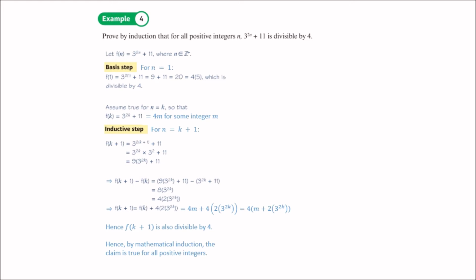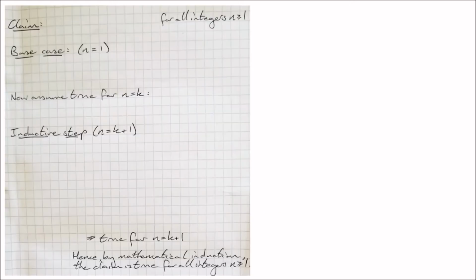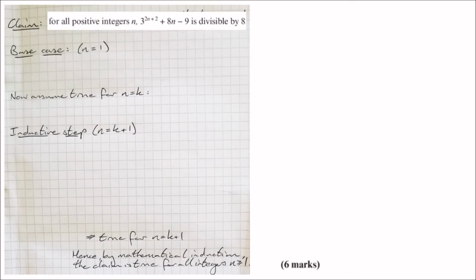So, for other examples, I've written out here a framework that you should be using every single time. Sometimes we don't have to write out the claim in an exam, that might be a waste of time, but in practice, if you want it in your book, then you can. But we want base case underlined, we want to write out our assumption, and we want a subheading for the inductive step, and we want a conclusion at the end. I'm going to do a couple of examples.